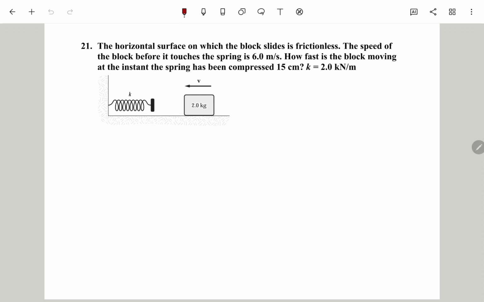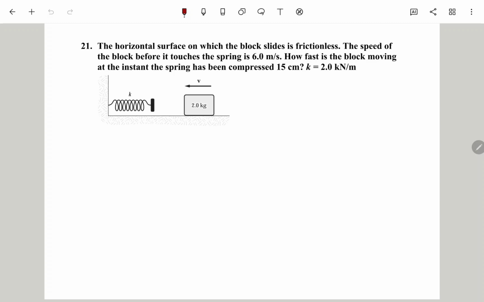The horizontal surface on which the block slides is frictionless. The speed of the block before it touches the spring is 6 meters per second. How fast is the block moving at the instant the spring has been compressed 15 centimeters? K in this case is 2 kilonewton per meter.